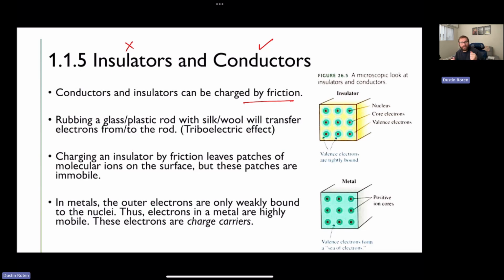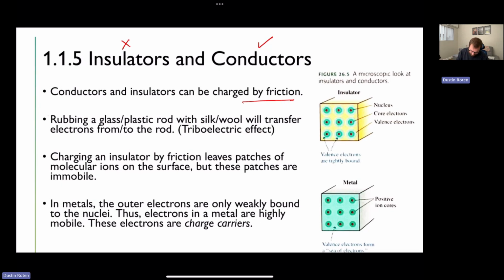You can do that to both conductors and insulators. So if you rub a glass, okay, this sentence is interesting, so let's break it down here. I've got two sentences in one.